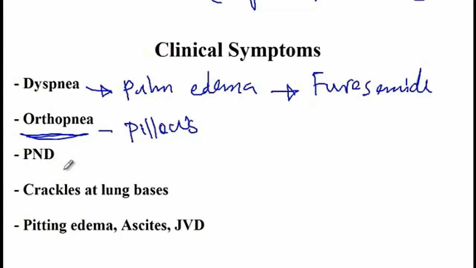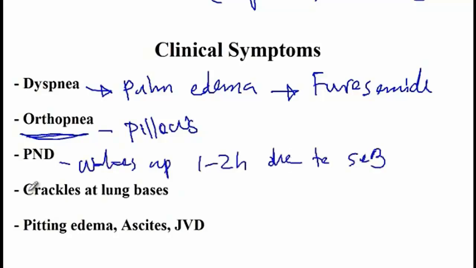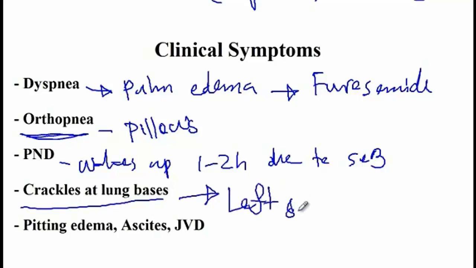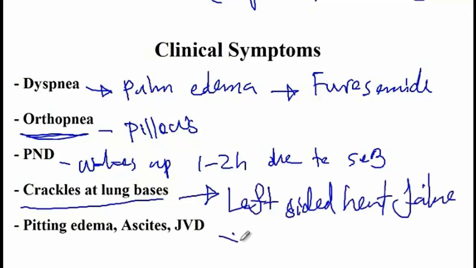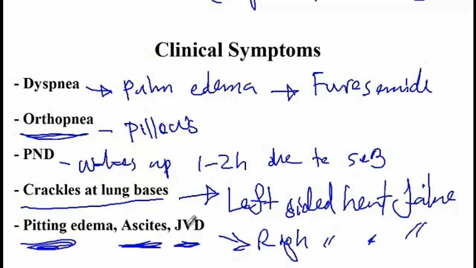They may also present with paroxysmal nocturnal dyspnea, where the patient wakes up 1 to 2 hours after sleep due to shortness of breath. Since I explained that these patients cannot pump the blood out, there would be increased fluids accumulating inside the lungs, and thus you may hear crackles at the lung bases, and this is usually seen with left-sided heart failure, while patients with right-sided heart failure usually present with pitting edema of the lower extremities, ascites, and jugular venous distension.